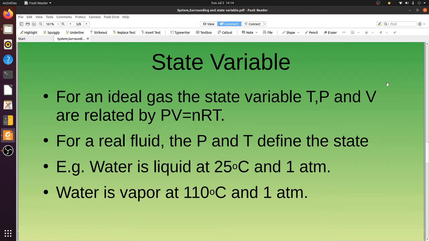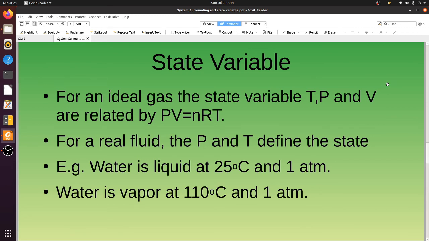Now for a real fluid, which is pure, pressure and temperature define the state. Let's say, for example, water. Water is a liquid at 25 degrees Celsius and 1 atmosphere. When we heat up water, it vaporizes. Let's heat it up at 110 degrees Celsius and under a pressure of 1 atmosphere. Now what do we find? The water is a vapor.